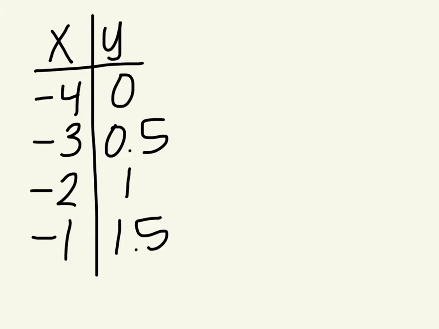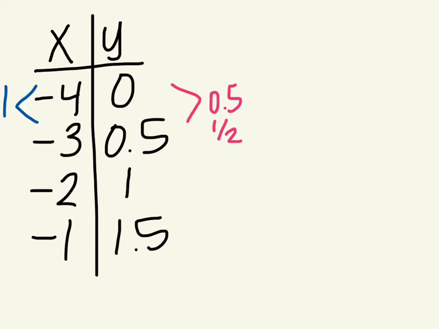Again, I'm going to prove that it's linear by finding the change in y, dividing it by the change in x, and making sure my rate of change is constant. Going from 0 to 1/2, my rate of change is 5/10, or I could write that as the fraction 1/2. That's my change in y. From -4 to -3, I have increased by 1.